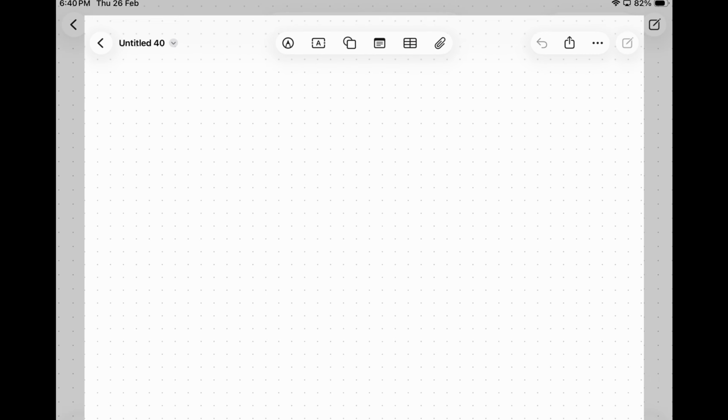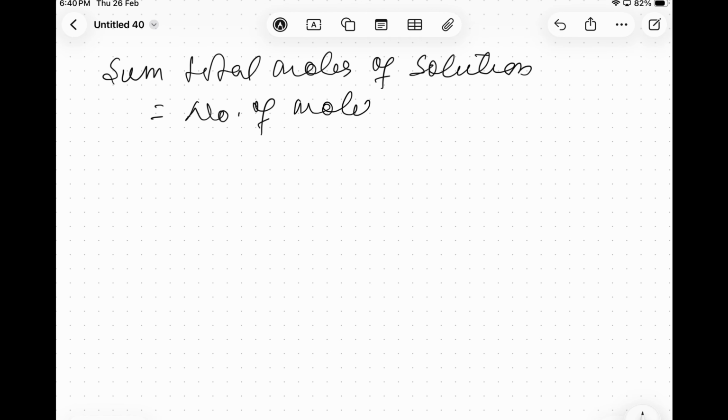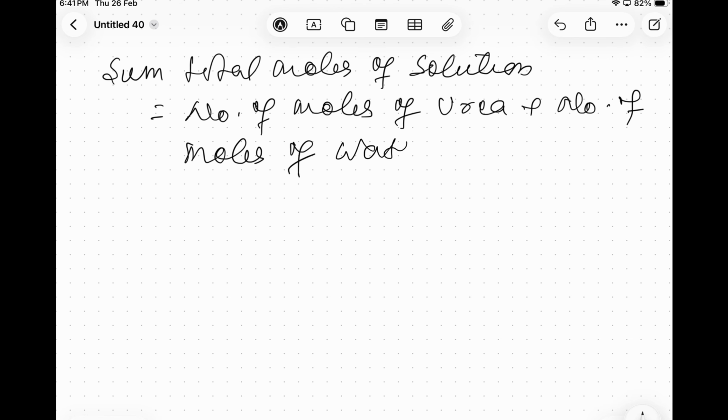Now sum total mole of solution should be equal to number of mole of urea plus number of moles of water, equal to 0.0833 plus 5.55. The value is equal to 5.633.